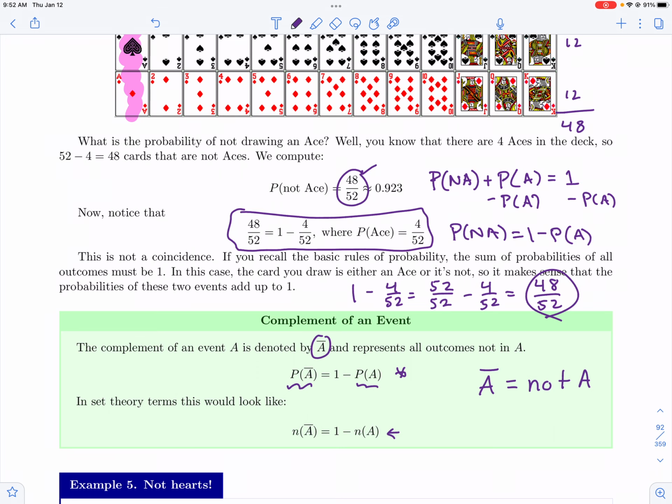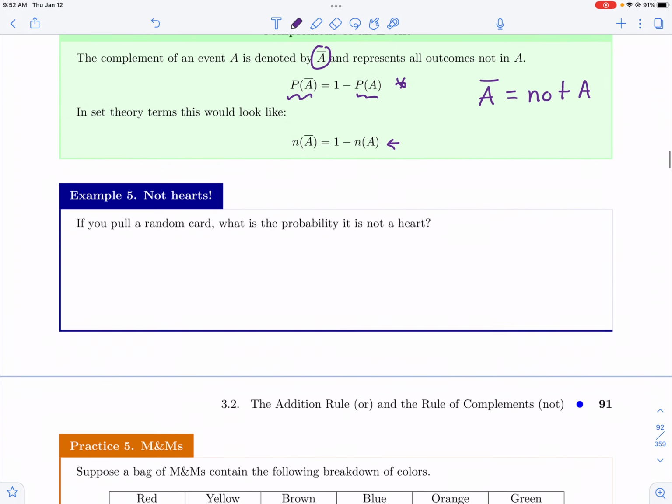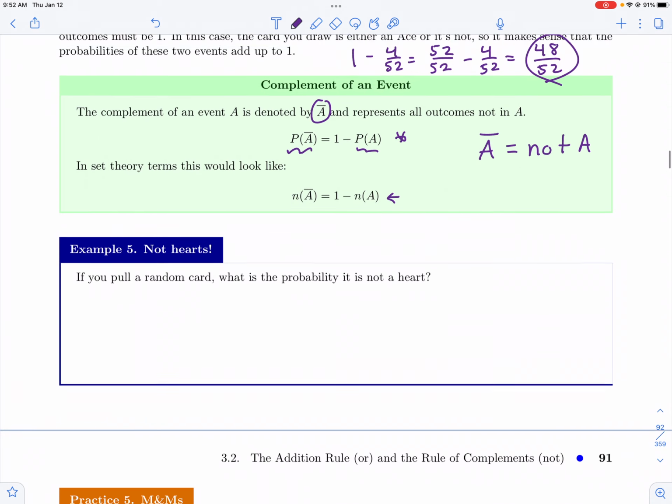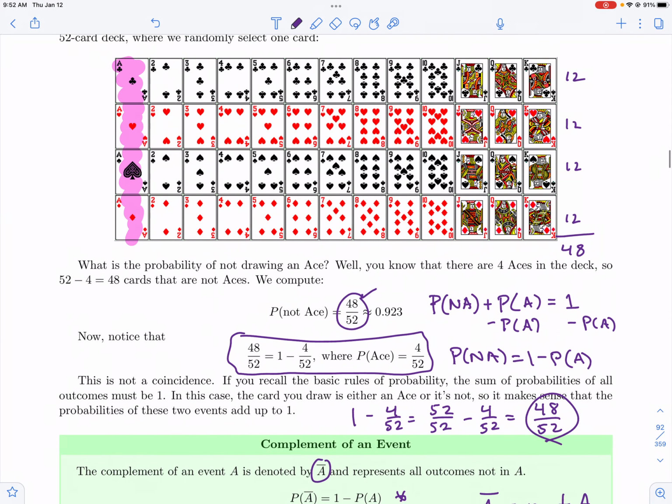Okay, let's take a look at an example and see how we do. If we pull a random card out of the deck, what's the probability it is not a heart? Again, this is a nice simple event. We could go up to our table, ignore this heart column and add everything up, and we'd end up with 13 of these, 13 of these, 13 of these. If I add them together, I'm going to get 39. But I'm going to do it another way too, just so we see both ways.